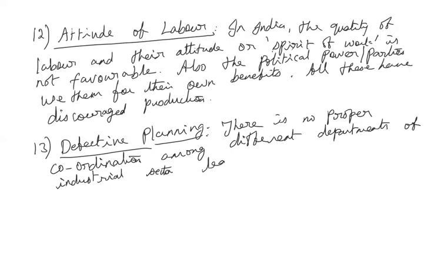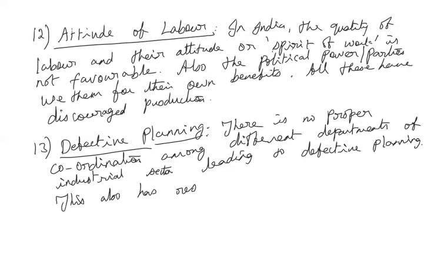So this is leading to improper or defective planning. So this also will lead to a rise in the cost of production. So this also has resulted in rising cost of production. So finally you can see that there are more reasons for our industries to be in the backward state.